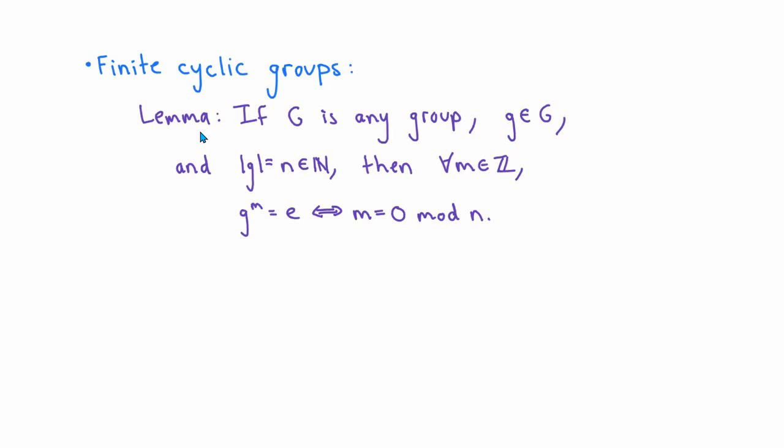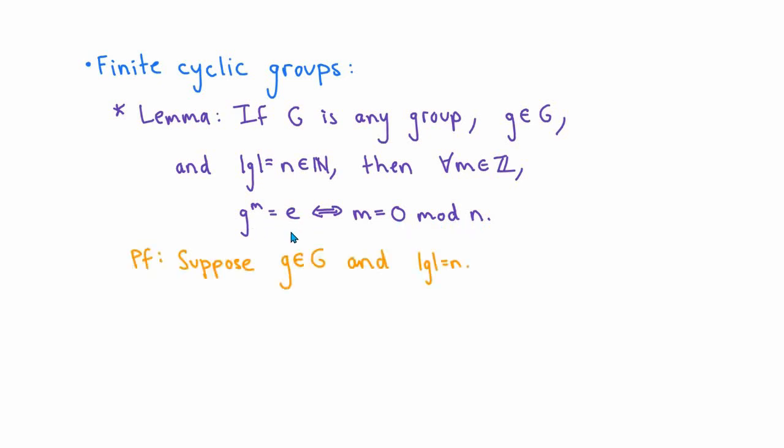Next, let's talk about orders of elements in finite cyclic groups, but before we do so, let's prove a lemma which is pretty useful in its own right. What the lemma says is that if G is any group, and if little g is any element of the group G, with order equal to n for some natural number n, then g to the m is the identity for some integer m, if and only if m is 0 modulo n. In other words, if g to the m is the identity for some integer m, then that integer m has to be divisible by n, and also if you have any integer m which is divisible by n, then g to the m is the identity.